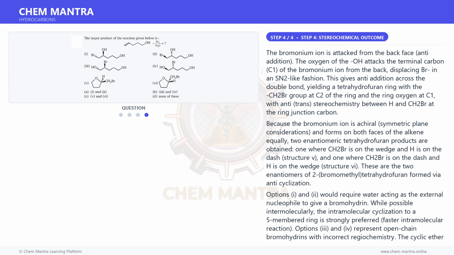Options 1 and 2 would require water acting as the external nucleophile to give a bromohydrin. While possible intermolecularly, the intramolecular cyclization to a 5-membered ring is strongly preferred, as it is a faster intramolecular reaction. Options 3 and 4 represent open-chain bromohydrins with incorrect regiochemistry. The cyclic ether products, 5 and 6, are the major products.